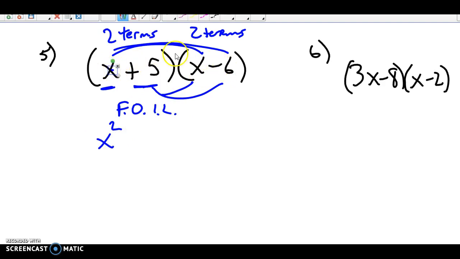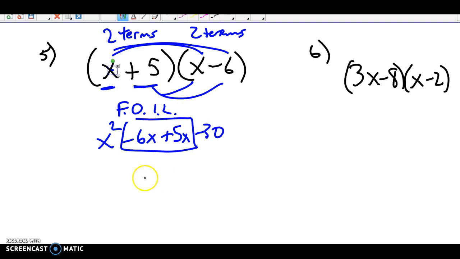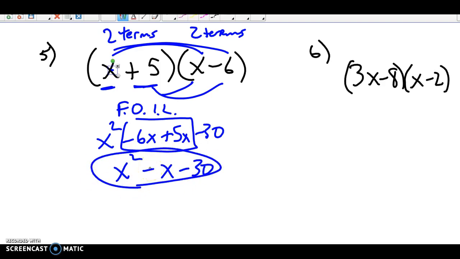The two outside terms, x and negative 6, give you negative 6x. The two inside terms, positive 5 and x, give you plus 5x. And the last terms, positive 5 and negative 30... the last terms, positive 5 and negative 6, give you negative 30. Typically, the O and the I, the outside and inside, are going to be like terms that I can combine, and that's the case here. And that would be my simplified trinomial answer.